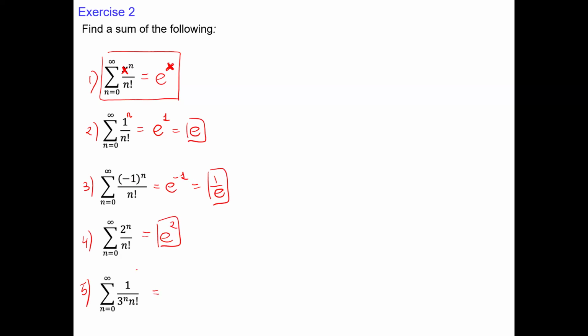And this one, maybe it's a little bit tricky because 1 to the power of n is also 1. That means I'm trying to force this formula: n factorial in the denominator and a quantity to the power of n. It's e to the power of this quantity, and I can put 1/3. Cube root of e. Beautiful. Nice. And number 5 is a nice exam type question.